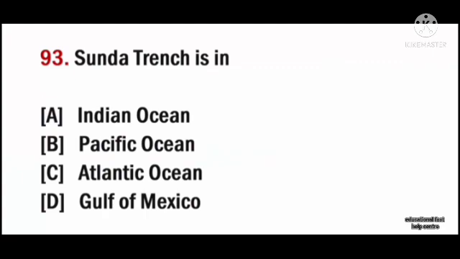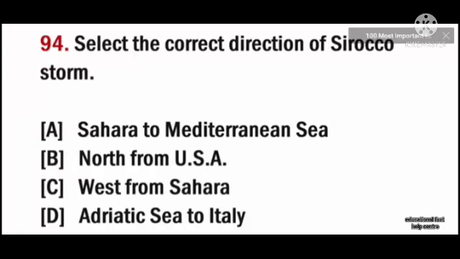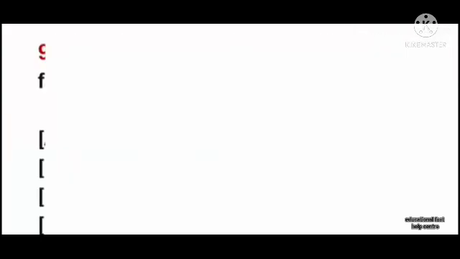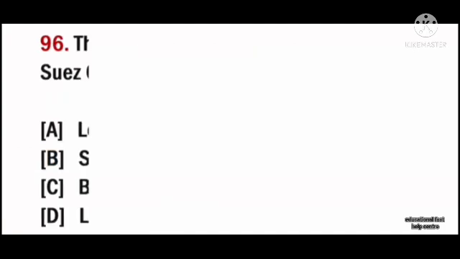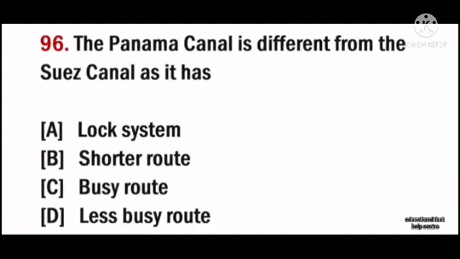Sunda Trench is in? Answer A, Indian Ocean. Select the correct direction of Sirocco storm. Answer A, Sahara to Mediterranean Sea. Which among the following is an abiotic factor? Answer B, moisture. The Panama Canal is different from Suez Canal as it has? Answer A, lock system.